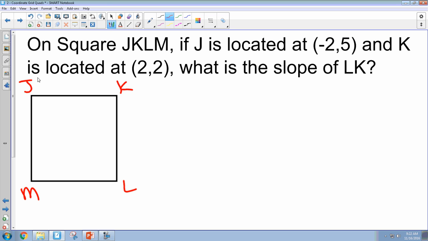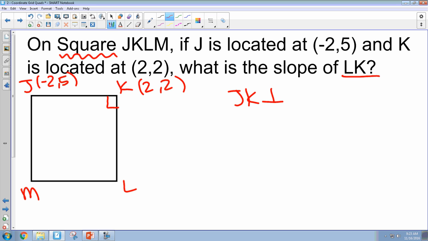J is at (-2, 5). K is at (2, 2). Okay, this time we're given the endpoints of JK, and we want to know the slope of LK. So we need to know how these are related. Well, if you look at your square properties, and you look at your sides that are next to each other, these form a right angle, which means that they are perpendicular. So JK is perpendicular to LK, which means we can use our properties from perpendicular lines before.